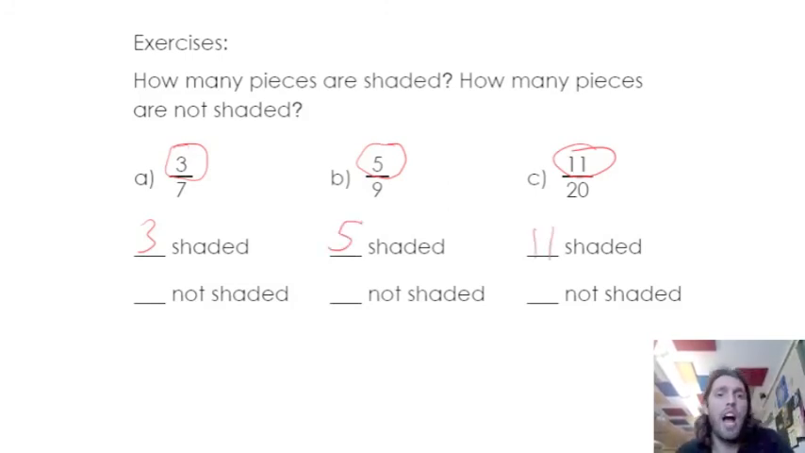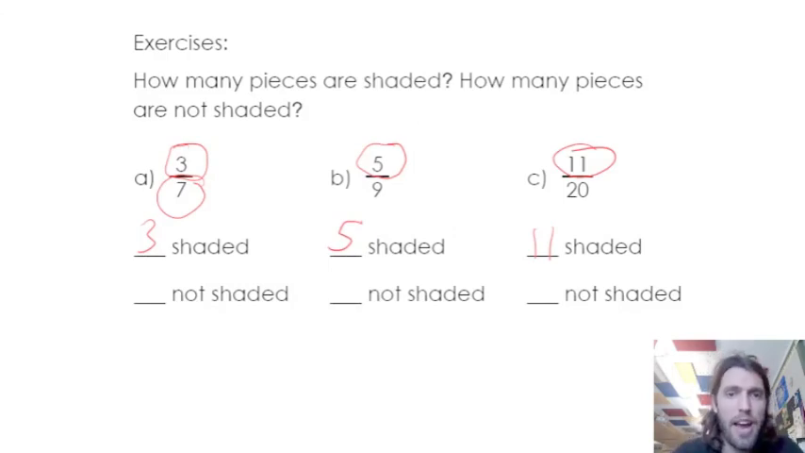Now, how many are not shaded? We can't write 7, right? Because if we wrote 7 down here, because of this small number, we'd be lying. We'd say then that there are 7 not shaded. So how are 3 going to be shaded if the total number of pieces is 7? So what do we have to do? What's left? What would be 7 minus the 3 pieces that are shaded?